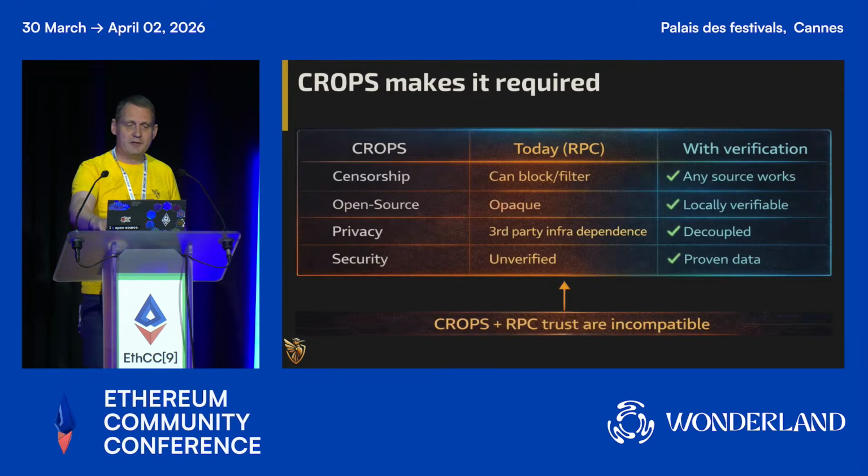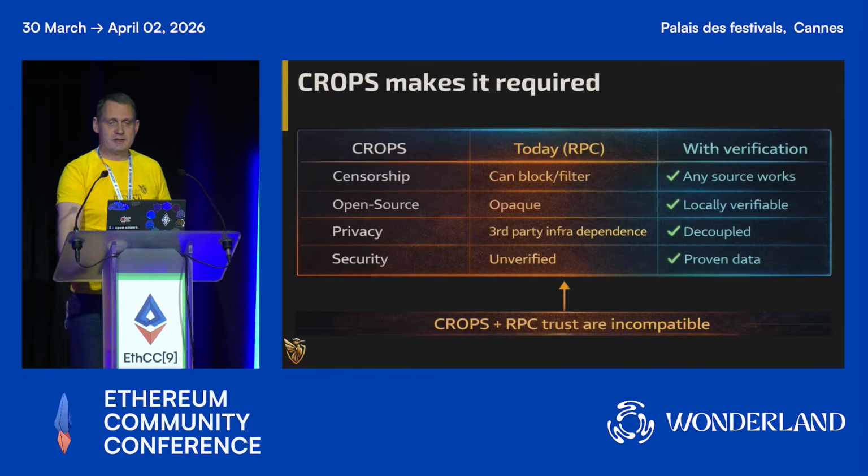So with stateless verification, talking about censorship resistance, you can use any data source. Verification makes them interchangeable. Open source. Well, verification happens locally, transparently, on your device, in your environment. Privacy.